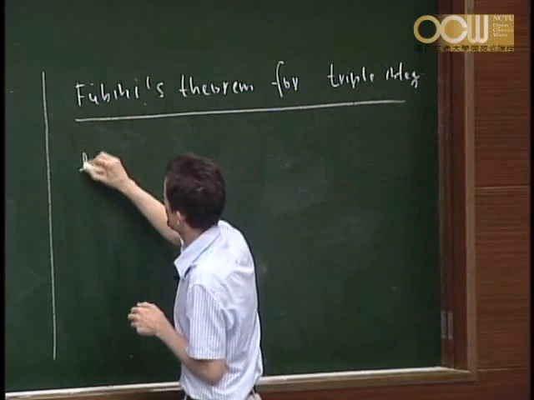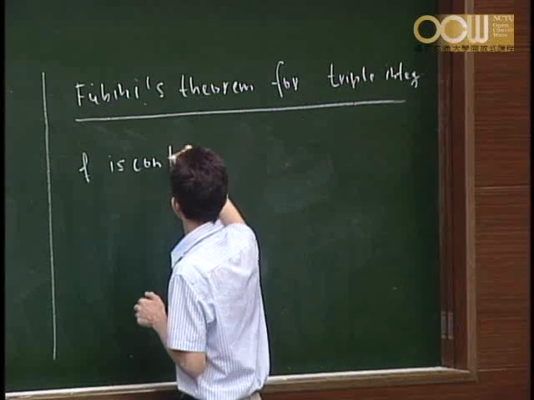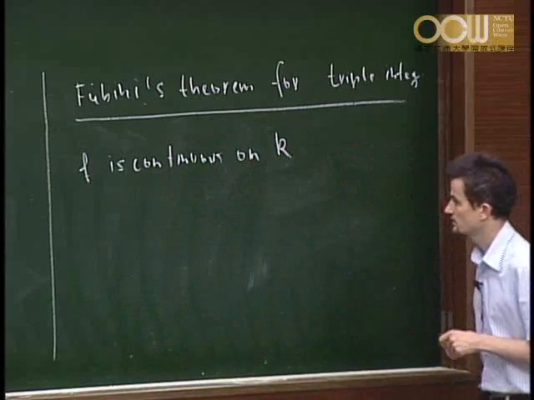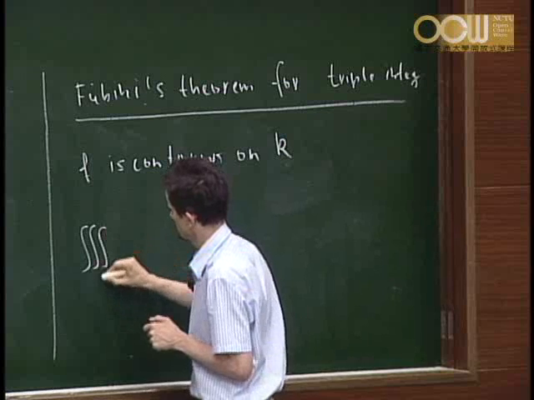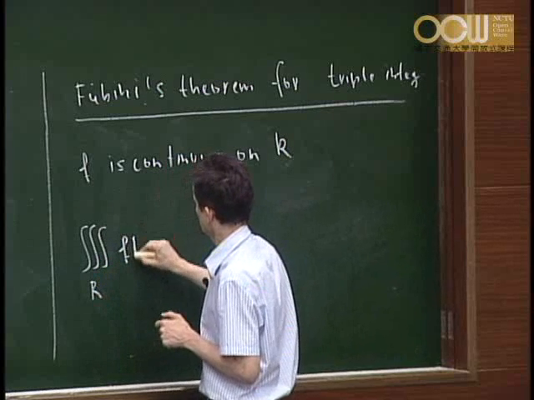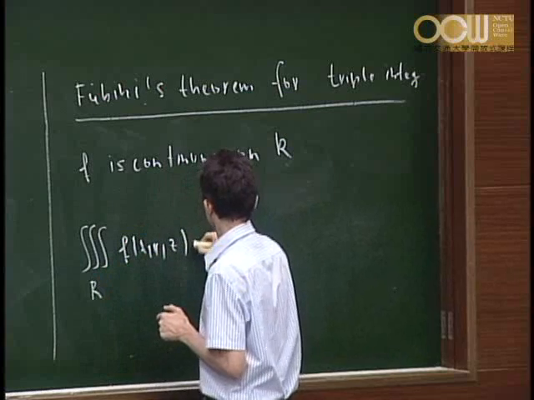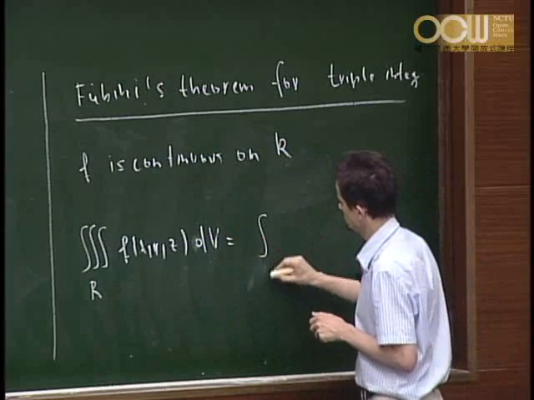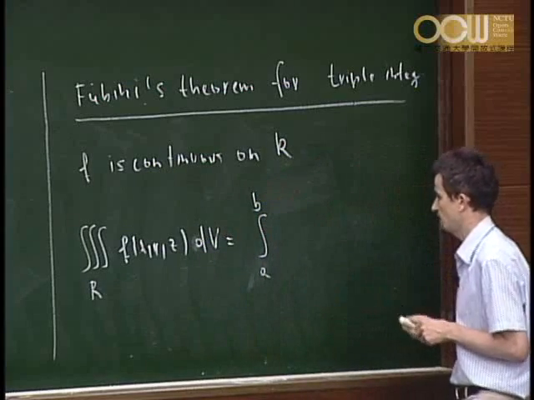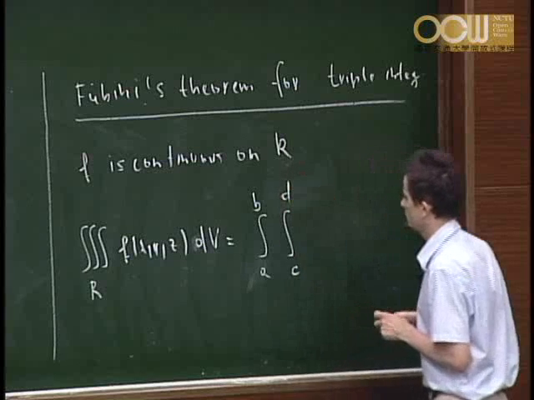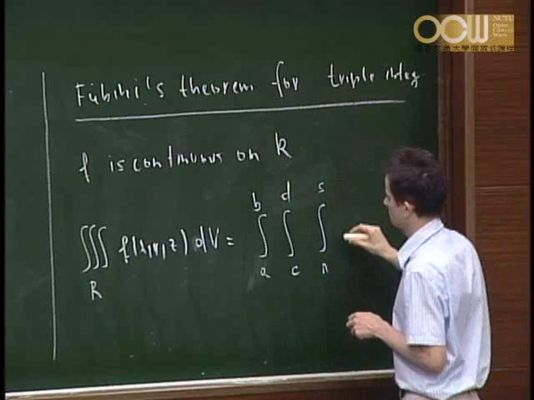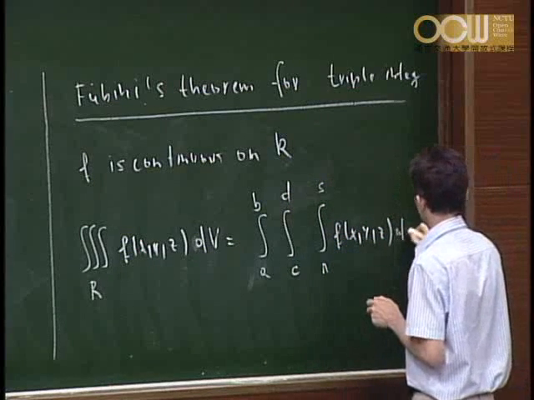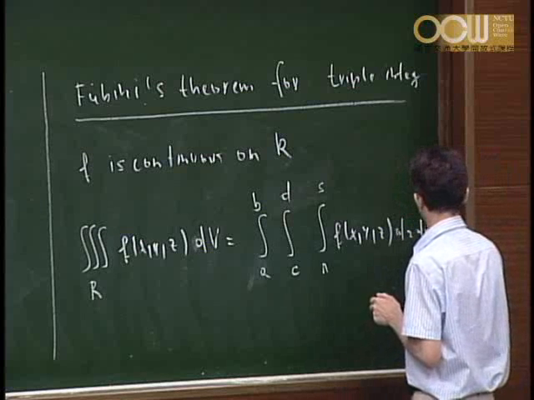Okay, so if f is continuous on R, then the triple integral over R of f of x, y, z dV can be computed as an iterated integral. So you go x from a to b, y from c to d, z from r to s, f of x, y, z dz dy dx.